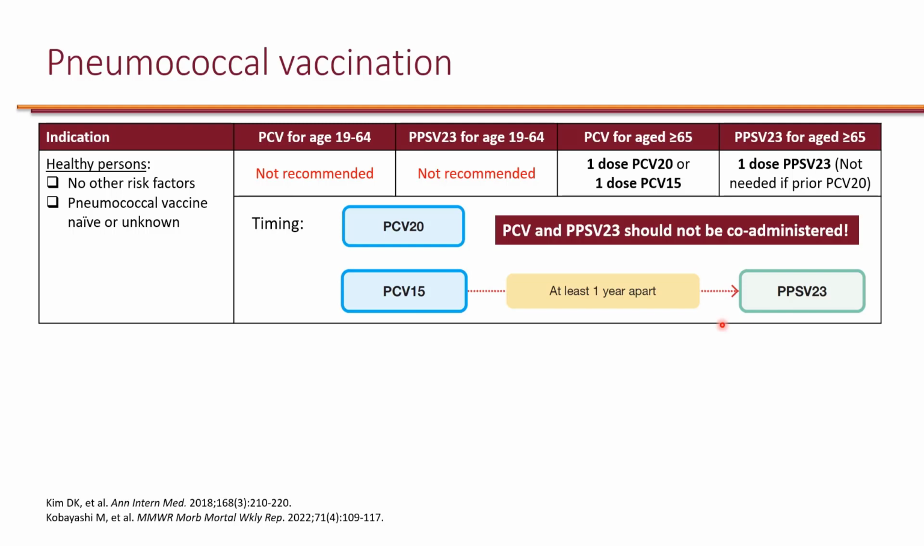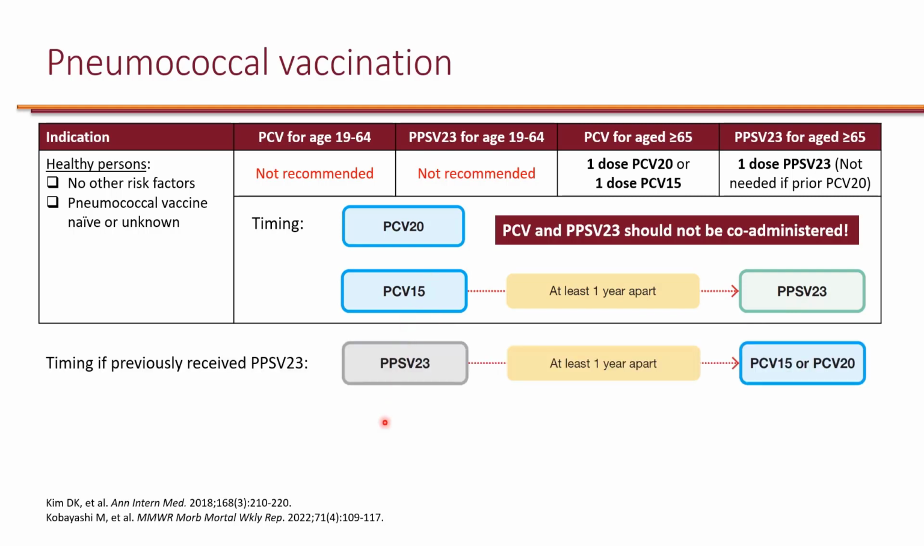and they are done. Now, what if somebody had already received the PPSV23 and they have not received their PCV yet? For those individuals, again, it's recommended that as long as it's been at least 1 year after their PPSV23, they can get either PCV15 or PCV20. It doesn't matter which one they get. They can get PCV20 if they want, and then they're done. After this, there is no need for another PPSV23.